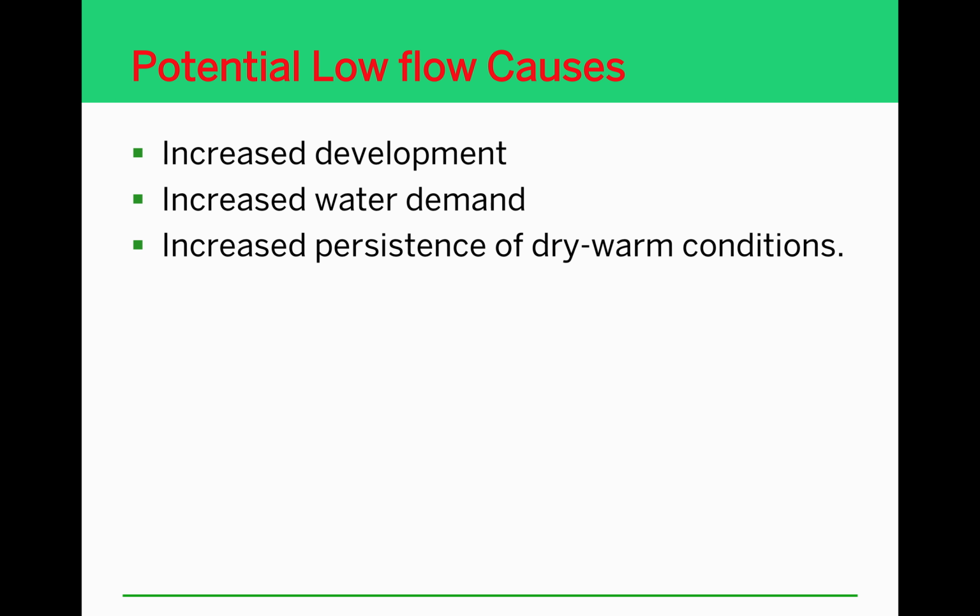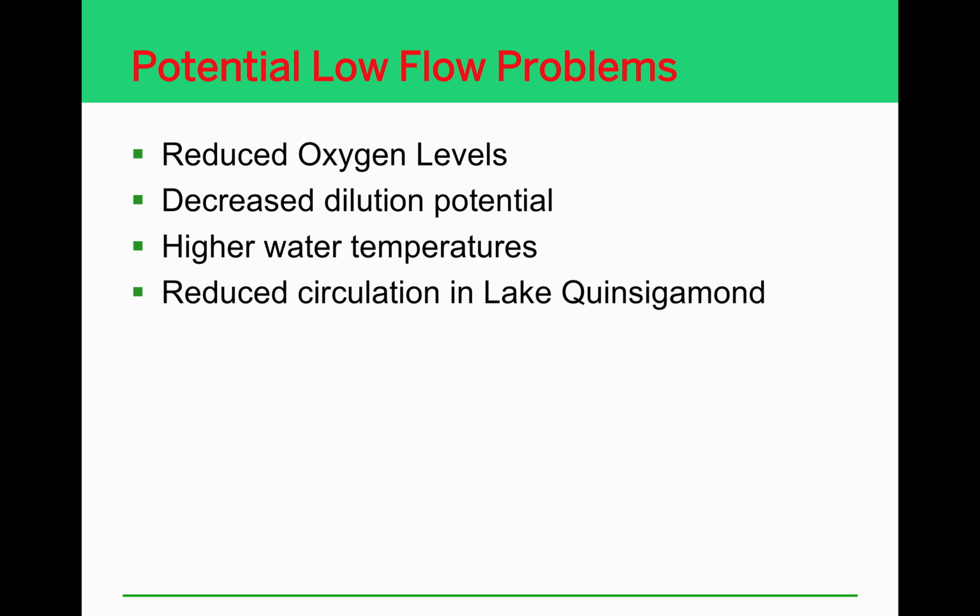And the third one is really dry, warm conditions, right? If you don't get a lot of rainfall, and if the temperatures are really high, let's say over the summer for several weeks, you can have really low flow in these streams. So three main reasons. What are the problems that low flow causes?